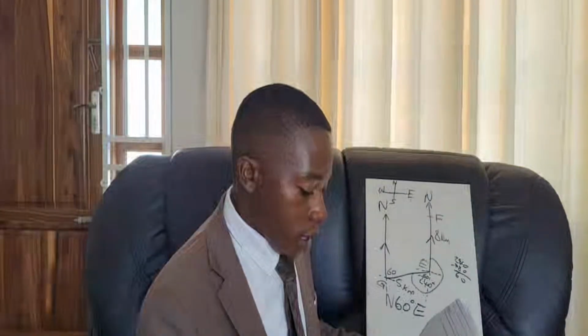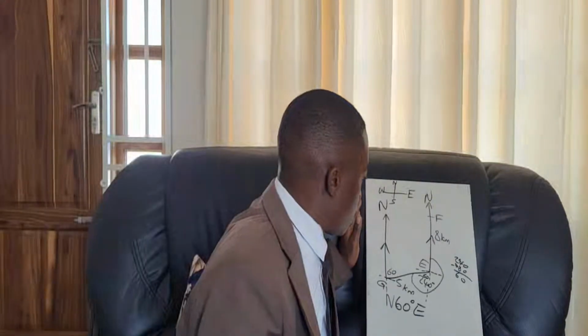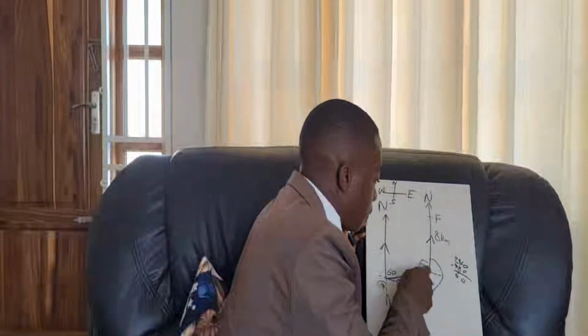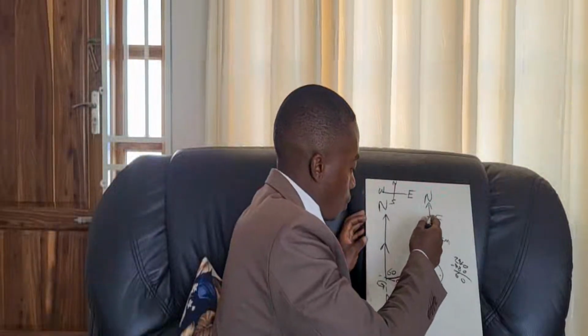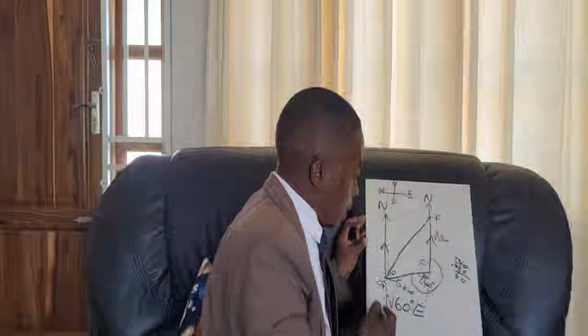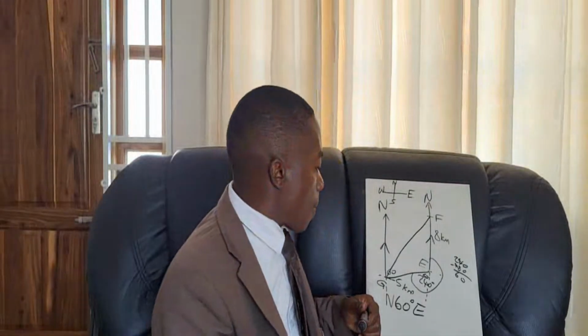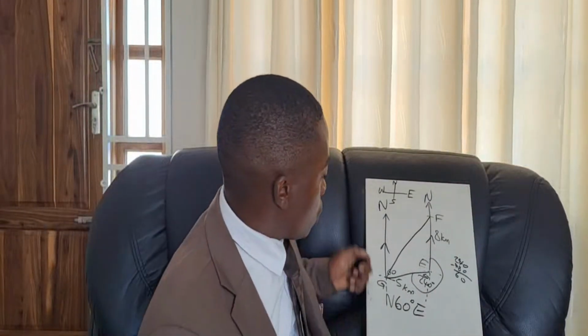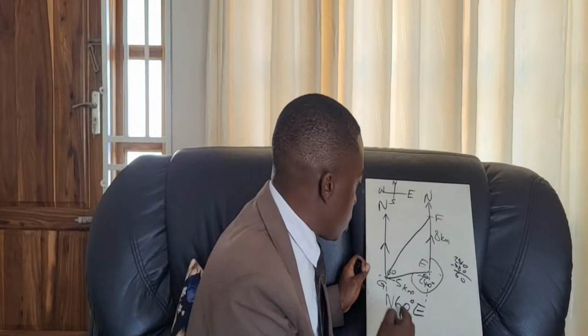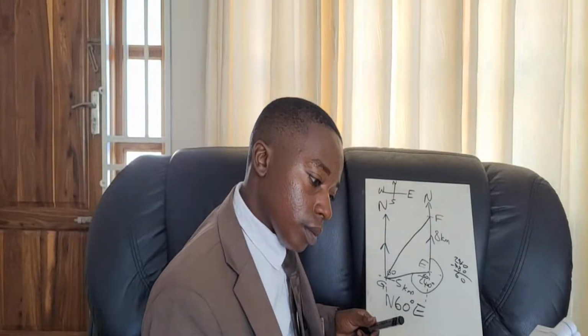Calculate the distance of school F from school G, leaving the answer in surd form. The distance of school F from school G, that's the distance that you want. So how are we going to calculate this distance? This is the information that we are given.